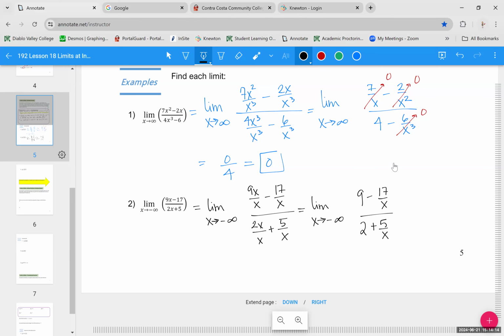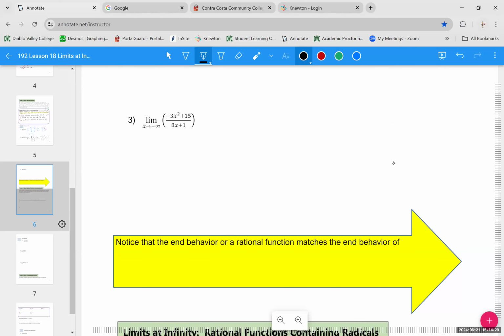And then I'm going to evaluate the limit. And again, anything that has an x left in the denominator is going to go to 0. So this limit will be 9 over 2. So go ahead and flip to the next page, pause the video, and give that one a try.